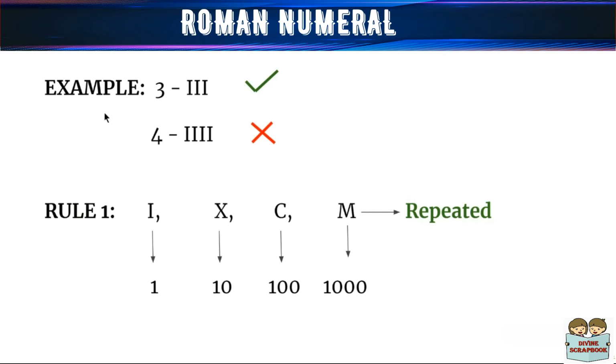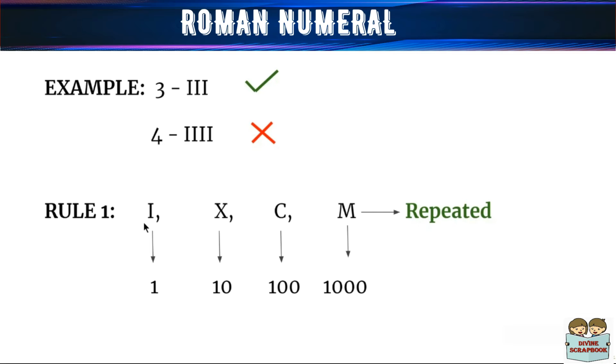Okay, now, let me explain with an example to make it more clear. Suppose we have to write the Roman numeral for 3, how do you write? 3 can be written as III. For 4, how will you write? You may write IIII. No, this is wrong. There are certain rules to be followed in writing Roman numerals. That states which digits can be repeated and how we can form Roman numerals.